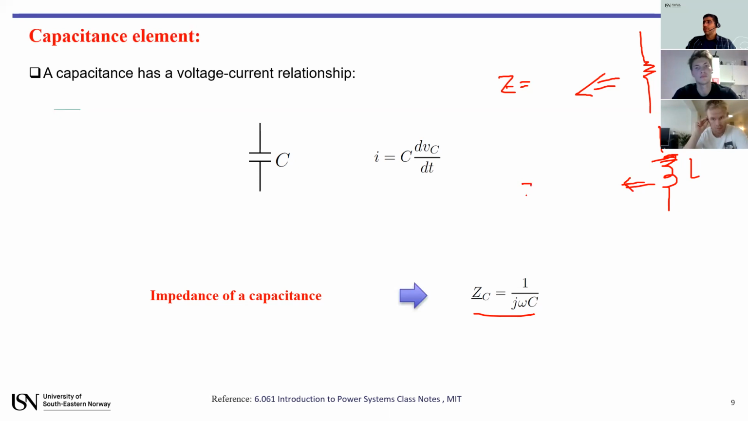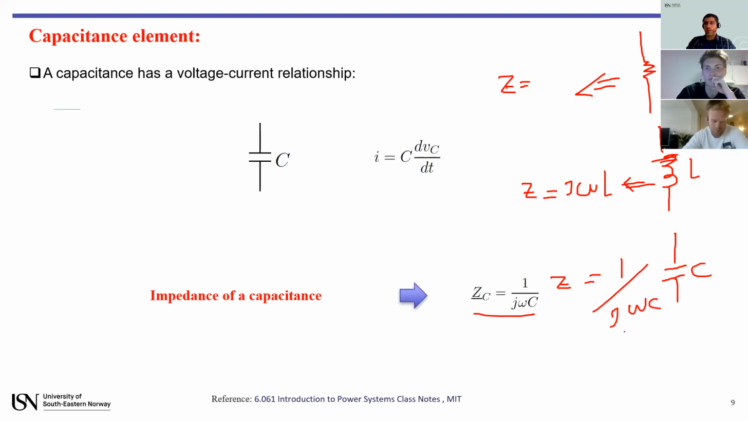For the inductor, the impedance Z is j omega L. For the capacitor, Z is 1 over j omega C. So the question is, what's the impedance of a resistor? I'm waiting for your answer.